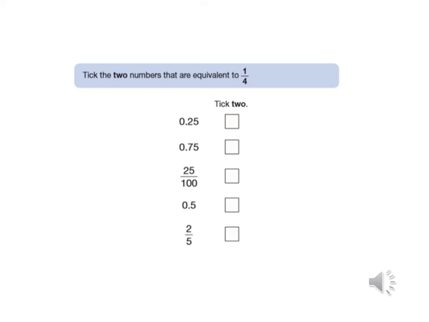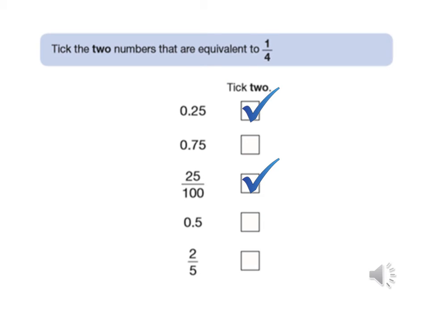Have a look at this question from the past SAT paper. See if you can work out which two to tick. These are the two you should have ticked. 0.25 is equivalent to 1/4, but so is 25 over 100, 25 hundredths. You saw that before, didn't you?